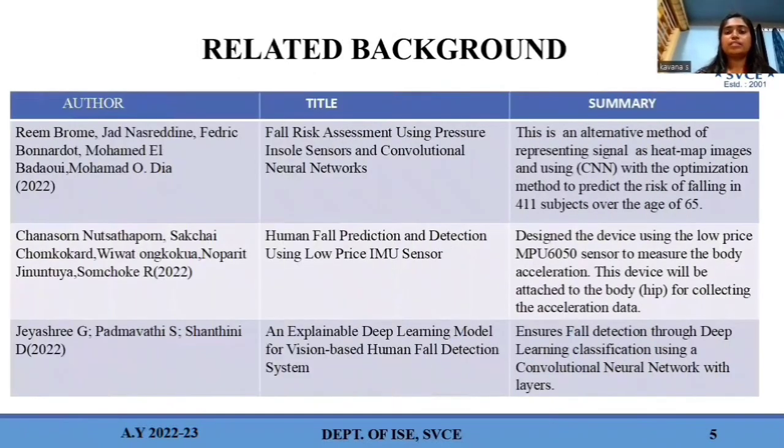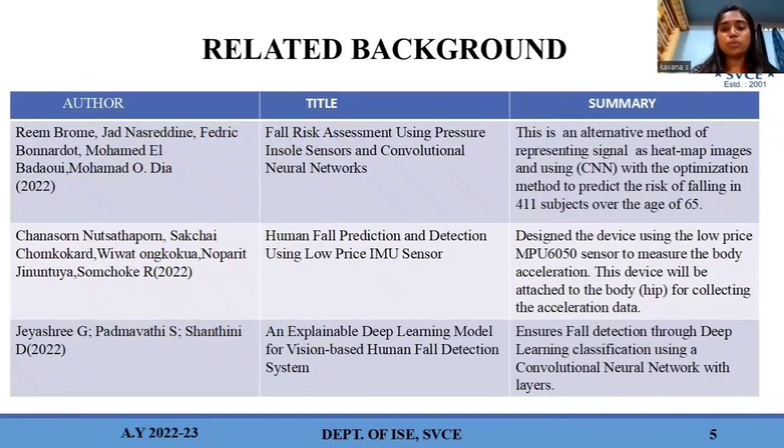The next is the related background. Here is a group of authors, Reem Broom, Jade Nasreddin, Frederick Bernadotte, Mohammed L. Pedrayo, and Mohammed O. Dio. They proposed a fall risk assessment using pressure insole sensors and convolutional neural network. The work presents an alternative method of representing signals as heat map images and using CNN, that is convolutional neural network, with an optimization method to predict the risk of falling in 411 subjects over the age of 65.